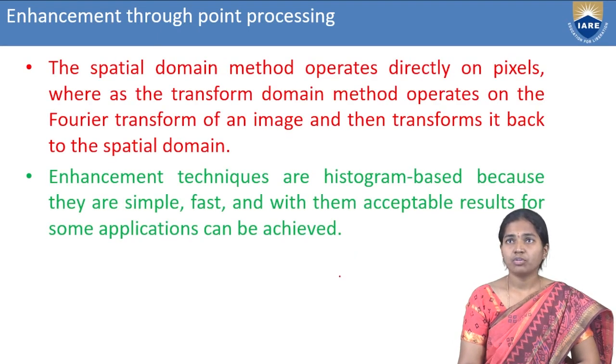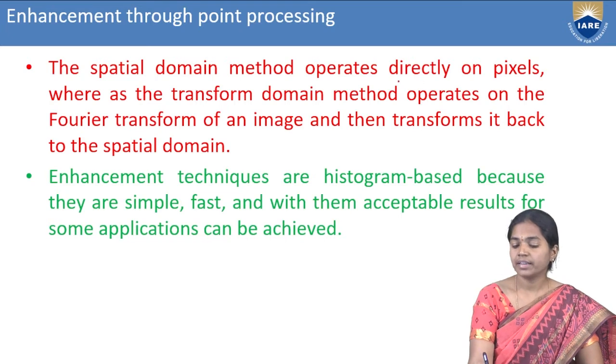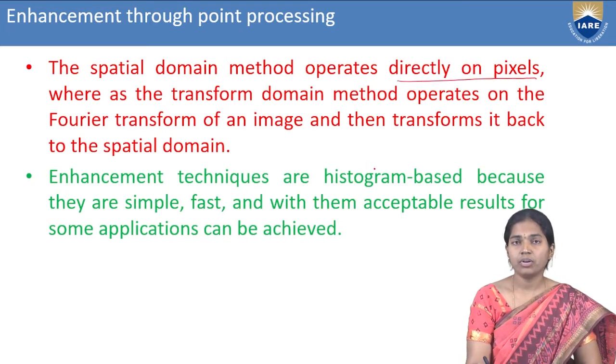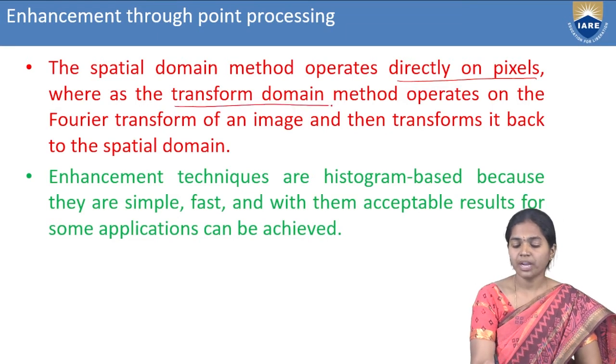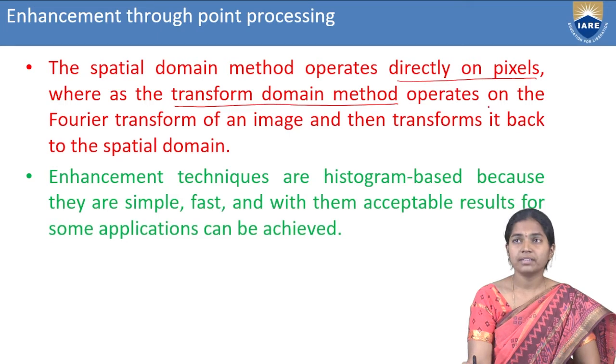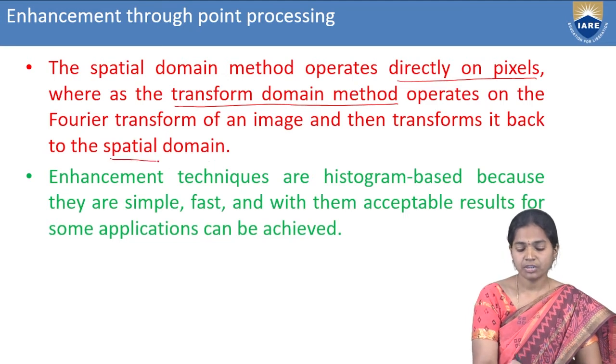The spatial domain method operates directly on pixels, whereas the transform domain method operates on the Fourier transform of an image and then transforms it back to the spatial domain.